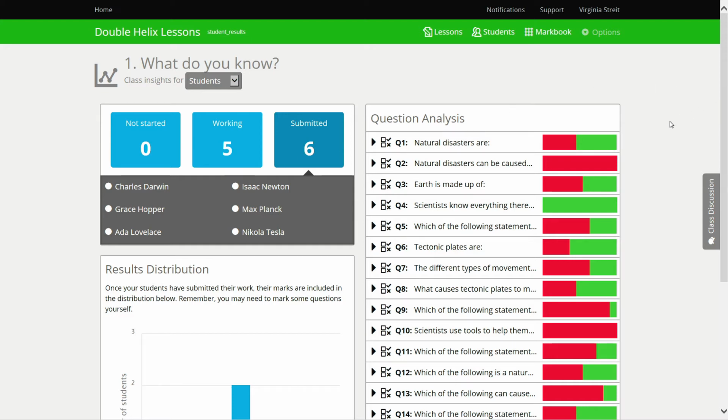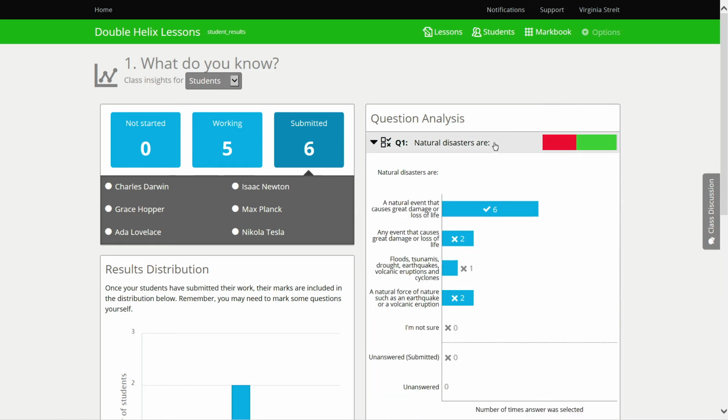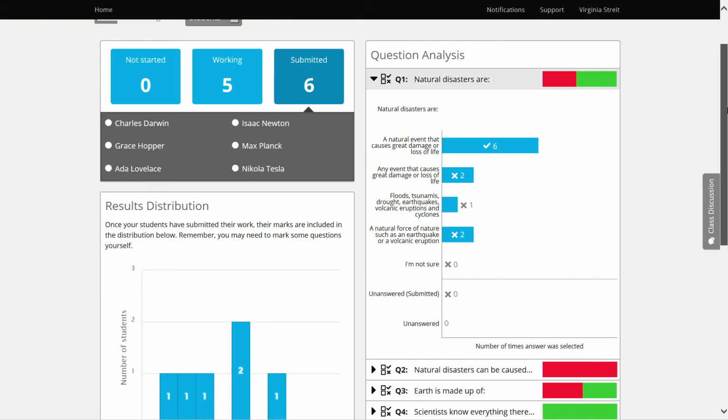And over on the right, I've got a bit of a question analysis. So here are all the questions within this particular assessment, which is called What Do You Know? And I can instantly see with color coding how many students got the question wrong and how many students got it right. So for example, in this very first one here, around half the students got the question wrong and half the students got the question right.